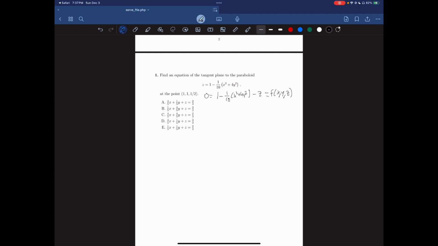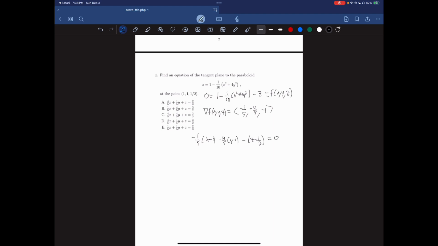That just makes things much easier, and we can find the gradient of f of x, y, z, and that is just given by negative 1 over 5, negative 8 over 10, so that's just negative 4 over 5, and of course negative 1. So we know that the plane equation is negative 1 over 5 times (x minus 1) minus 4 over 5 (y minus 1) minus (z minus 1 over 2) equals 0.